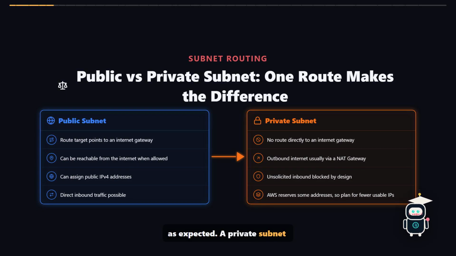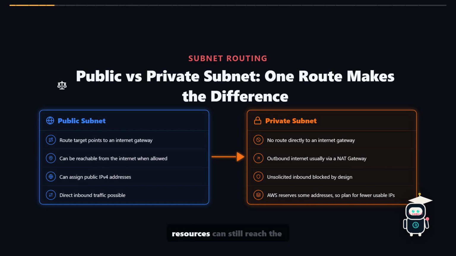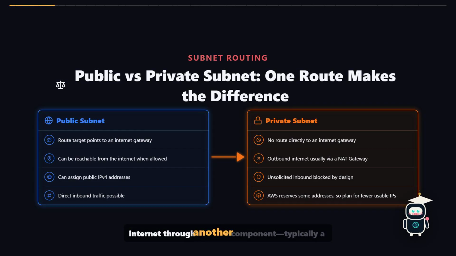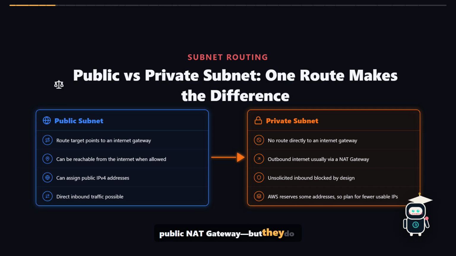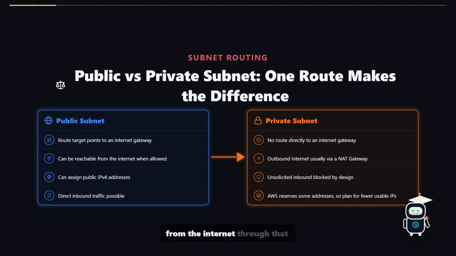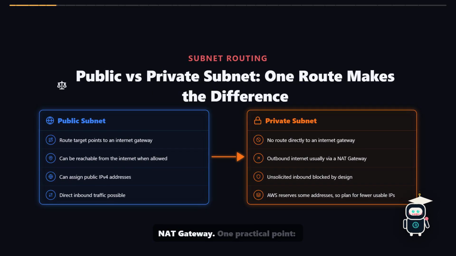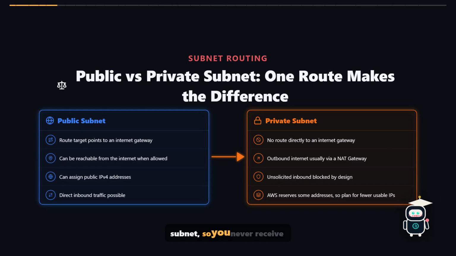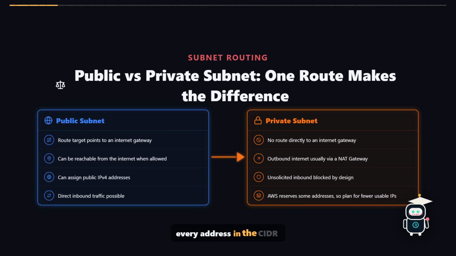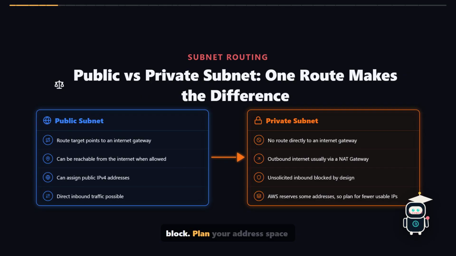A private subnet does not have a route to an internet gateway. Its resources can still reach the internet through another component, typically a public NAT gateway, but they do not accept unsolicited inbound connections from the internet through that NAT gateway. One practical point. AWS reserves addresses in every subnet, so you never receive every address in the CIDR block. Plan your address space with that in mind.